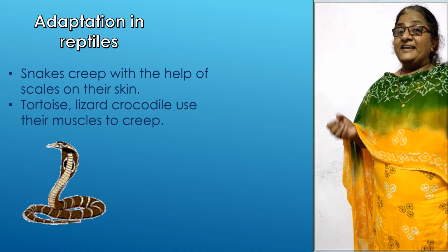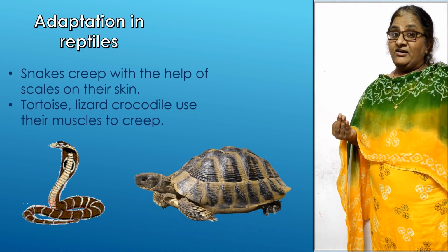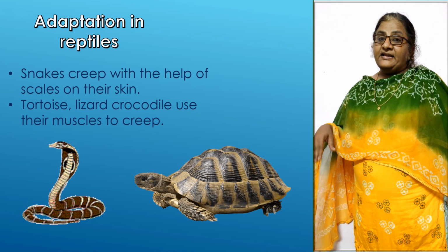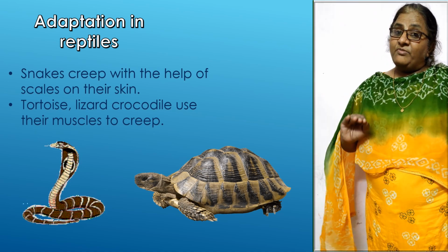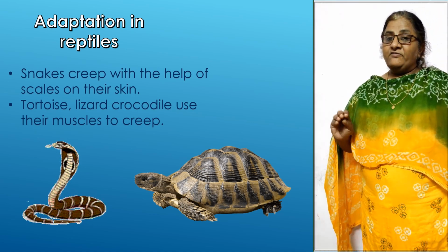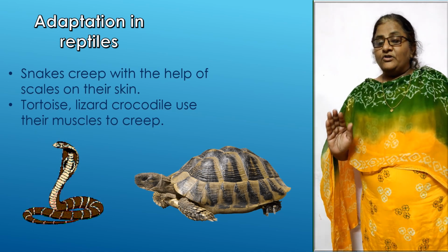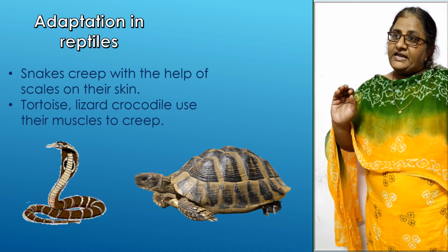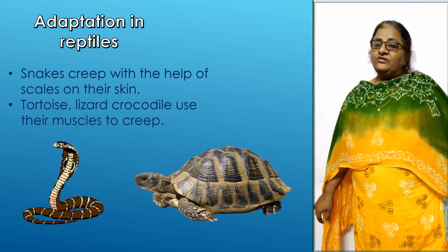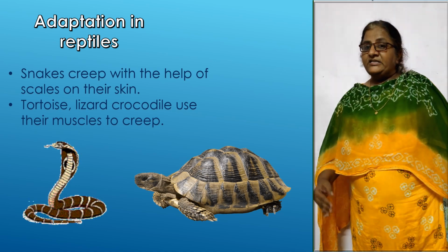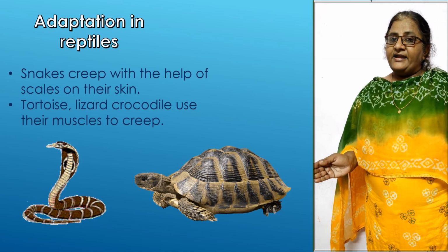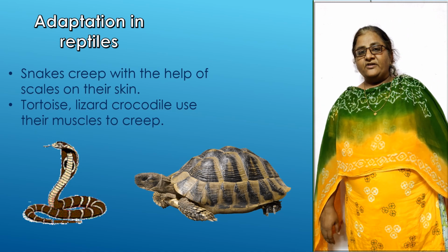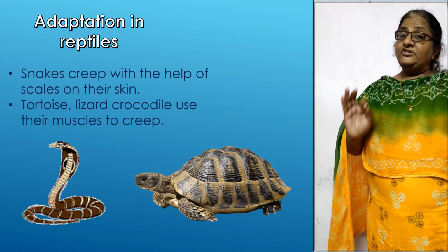While animals like the tortoise, house lizard and crocodiles can creep on the ground with the help of special muscles. Now, lizards have soles on their legs. With the help of these soles, they can remain attached to the wall. Their skin color also camouflages with the surroundings, so they can hide themselves in the surroundings. So these are the adaptations of reptiles.